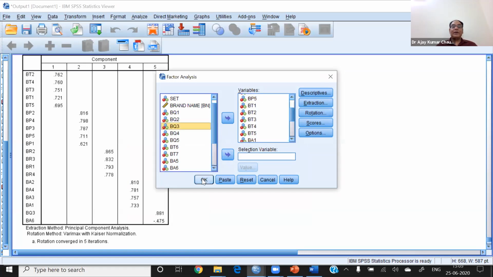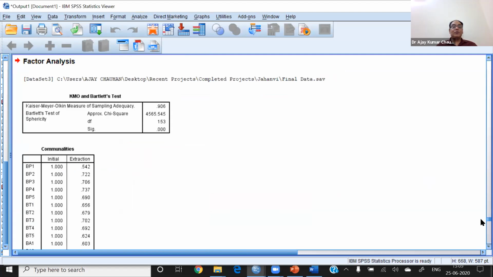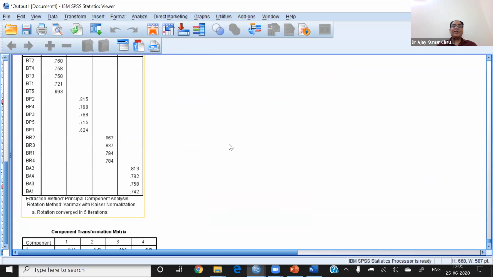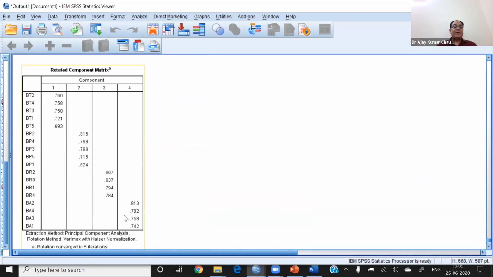Okay, so I think I removed all the unnecessary items, and finally I reached this clear-cut factor structure. In the first factor, I have 5 items. In the second, I have 5 items, then 4 items, 4 items. Now I have to give names to these factors. By looking at the items, I name this factor brand trust. This factor I named brand performance, and this factor I named brand reputation. BA means brand acceptance. So all 4 factors represent the overall scale of brand respect.